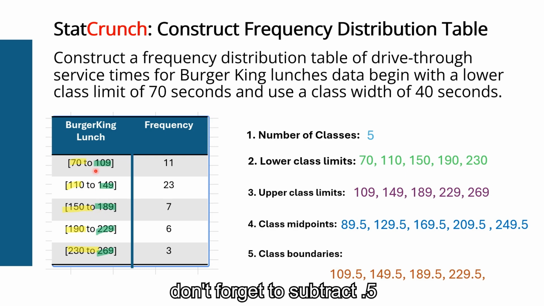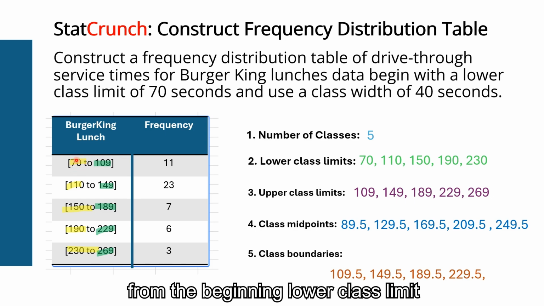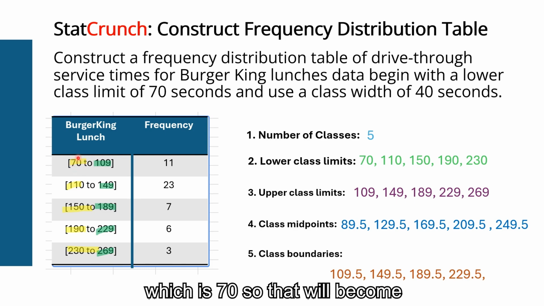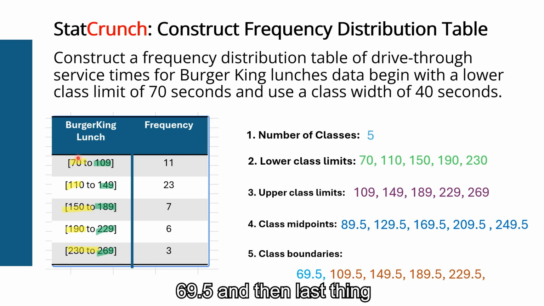But don't forget to subtract 0.5 from the beginning lower class limit, which is 70. So that will become 69.5. And then the last thing, add 0.5 to the last upper class limit, 269. So the boundary will be 269.5.